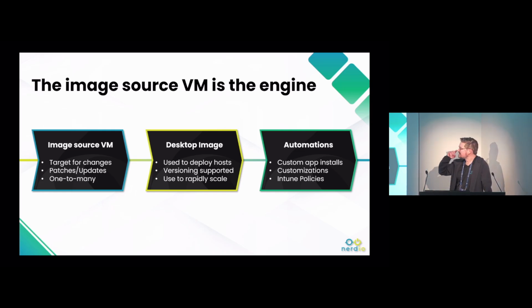So with the image source VM, that's where you want to make changes. That's where you're going to set up your initial image. From that, you create a desktop image object. That's what is going to be used when you provision your hosts. So those are the stages. You're creating your image, you're creating an image object, you're provisioning hosts from that image object.